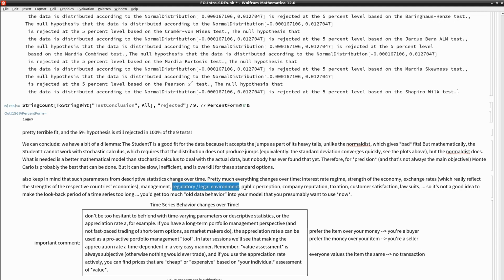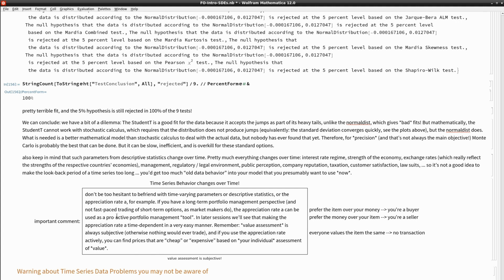regulatory and legal environments change, public perception and reputation of a company changes, taxation changes, customer satisfaction, there can be lawsuits, and so forth. So it's a good idea to make the look-back period of a time series not too long. We can take any company today, let's just keep it with IBM, and we realize IBM today is not what IBM was in the 1940s or 50s, right? So things change over time. So we cannot take too much of a look-back period, but we would need a longer look-back period in order to have reliable parameters.